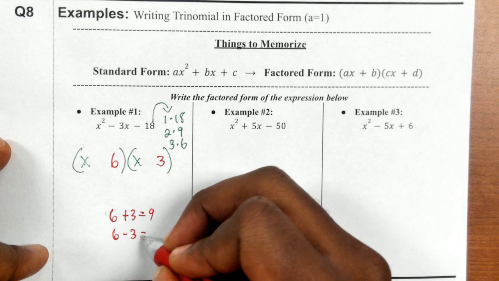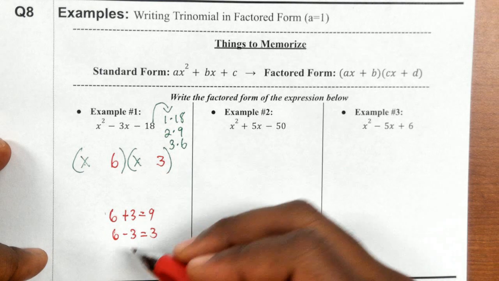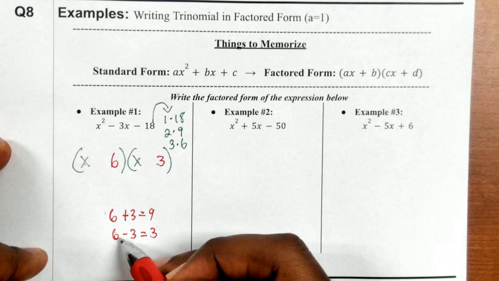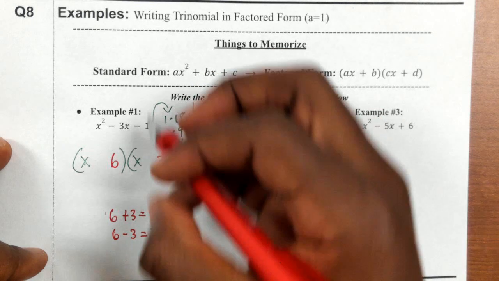6 minus 3 is 3. So again, we can know that that pair will give me a 3, because if we subtract it, we get 3. Now you need to figure out the signs.